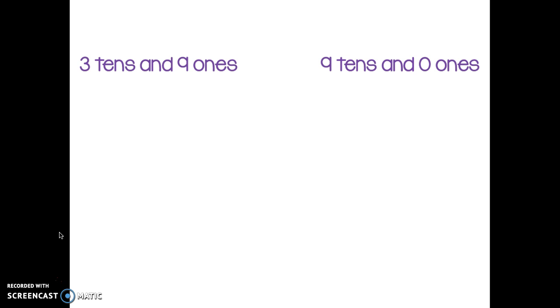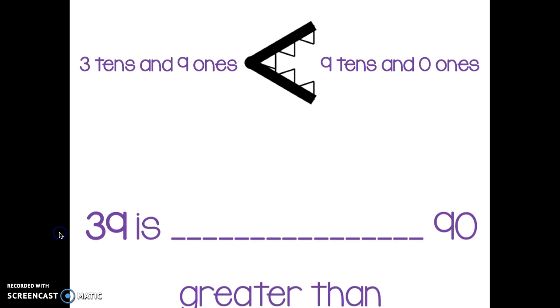All right, let's check ourselves. Boom. Did you have the alligator eating 9 tens and 0 ones? You did? Oh, I can't even trick you. Yeah, that's right. Now, I tried to get you by writing them in the say 10 way, but our rules don't change. All I have to do is look at the tens and then look at the ones. In 3 tens and 9 ones, there's only 3 tens. And in 9 tens and 0 ones, there's 9 tens. I know that 9 is bigger than 3, so my alligator is going to eat him up.